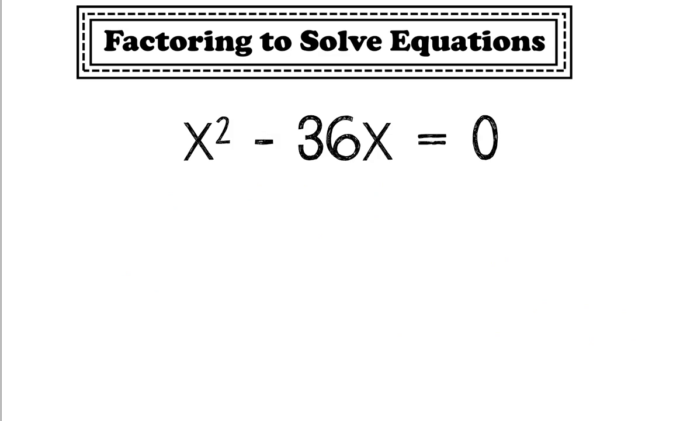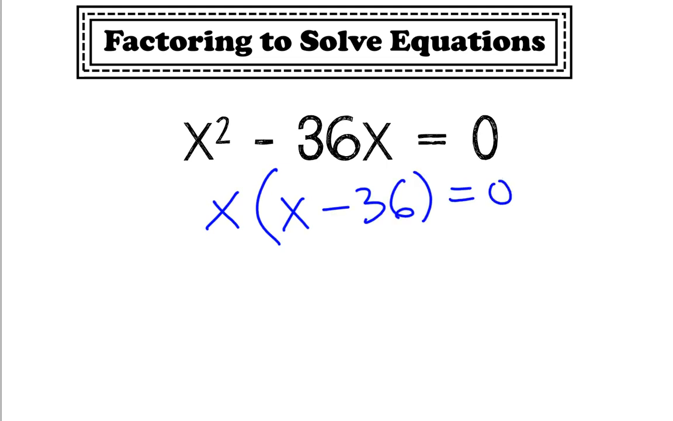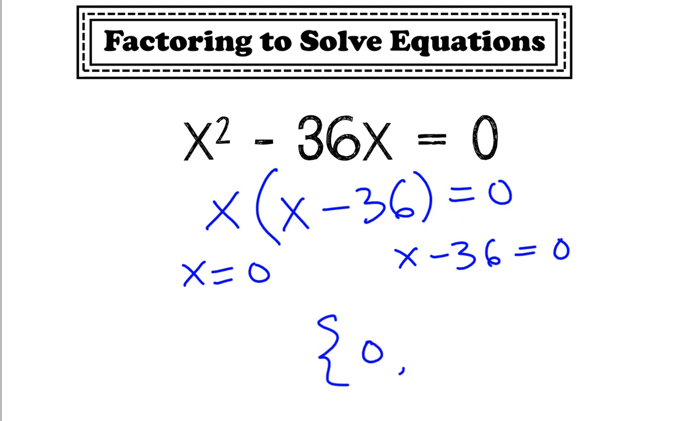All right. Think you could do this one? Similar to the last one. Factor out a GCF. Set both factors equal to 0. Answer your problem. That's it.